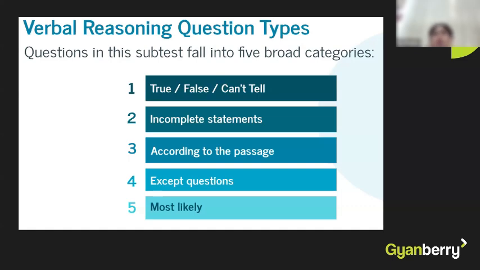Lastly, there will be most likely kind of questions. Now, most likely questions are again the questions where you need to weigh up the evidence to reach your conclusion. They're also presented with four options, but there is only one correct answer. However, the choice may appear less definite and a little more speculative. So be very, very mindful of what you are choosing.